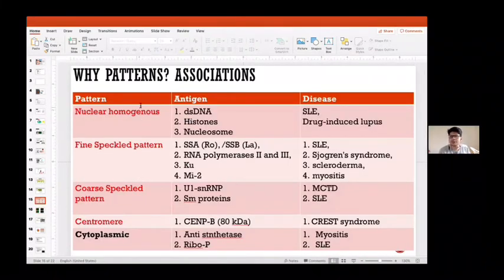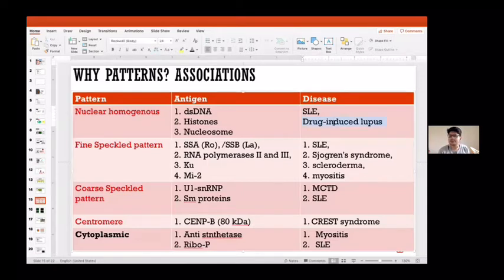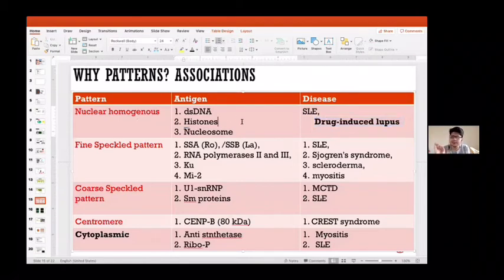And this is the most important point. So suppose the pattern is nuclear homogeneous, what we saw, the possible antigens are dsDNA, histone, and nucleosome, and the associated diseases are SLE or drug induced lupus. So remember, drug induced lupus, all the time, all the cases, will have only one pattern called nuclear homogeneous. It can't have any other pattern, because in drug induced lupus, the targeted antigen is histone. Histone gives a nuclear homogeneous pattern. So always remember this point.